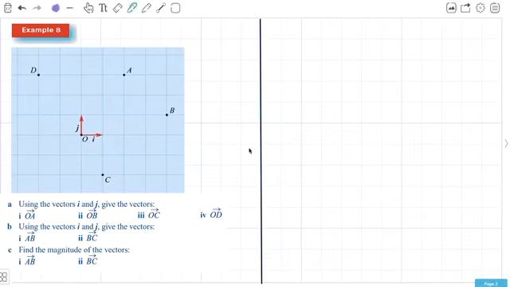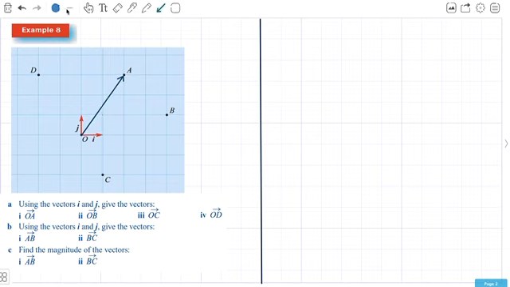So in this example, we're given i and j relative to the origin, which is O, and then we're trying to find the other vectors to the different points here, so D, A, B, and C. The first question says, using the vectors i and j, give the following vectors. O to A. So if I draw O to A with an arrow, this would be O to A, like that.